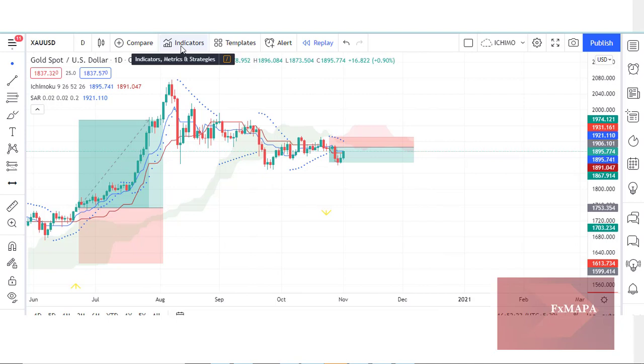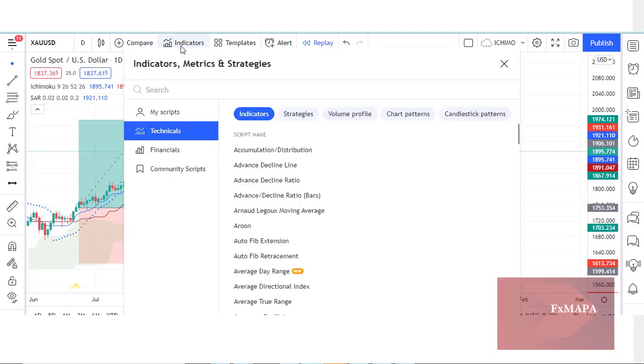Now let me show you how you can locate these indicators on TradingView, and all the settings we have used for these indicators, so that you can follow this strategy well.